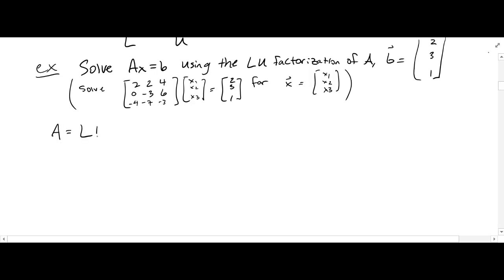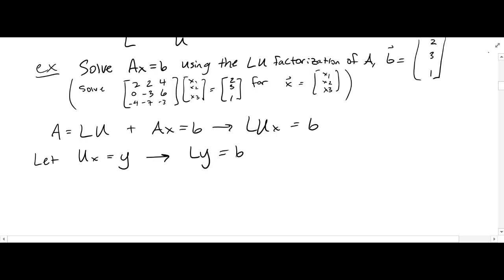The LU factorization allows us to do this in 2 steps. Since A is LU, AX equals B becomes LUX equals B. If you let UX equal this vector Y, then the system LUX equals B becomes LY equals B. So we've converted the original equation AX equals B into an upper triangular system, UX equals Y, and a lower triangular system, LY equals B. So we can solve the equation in 2 steps.